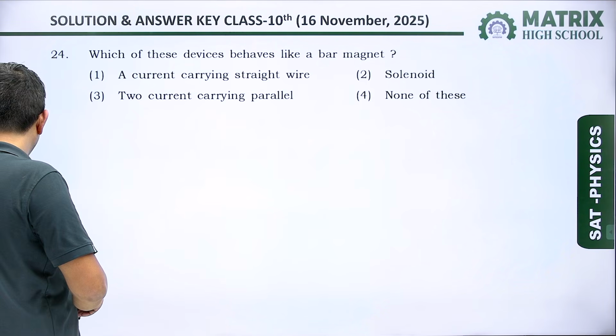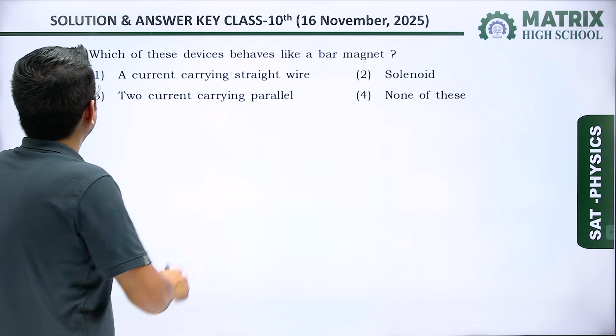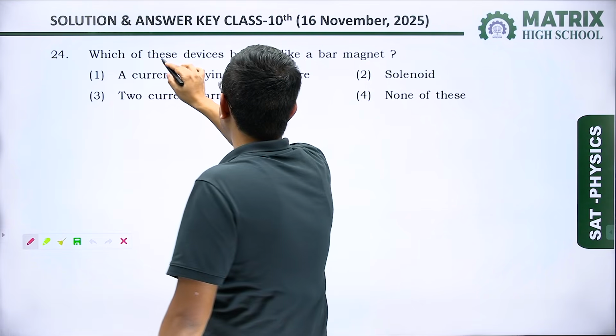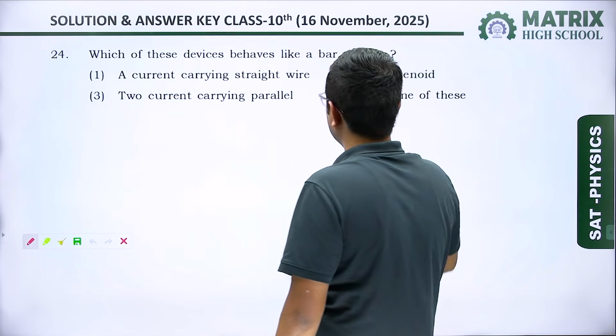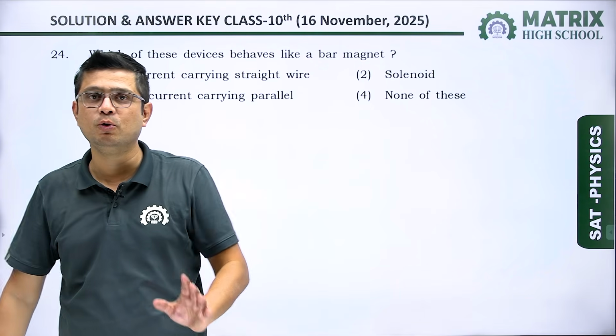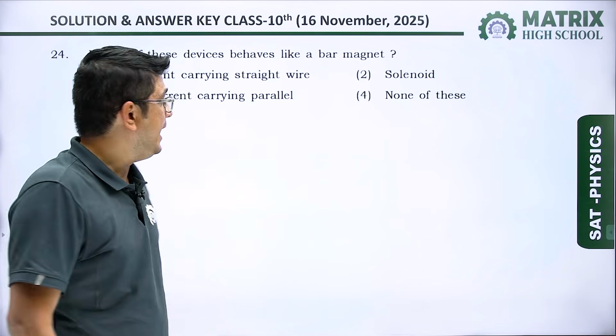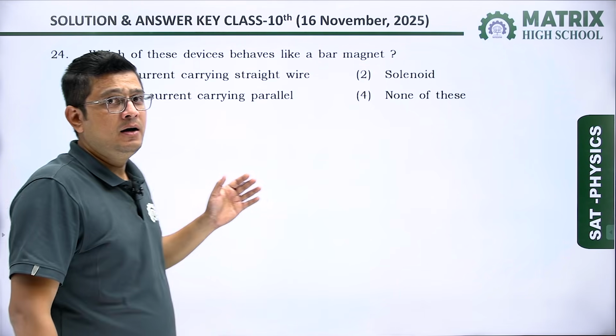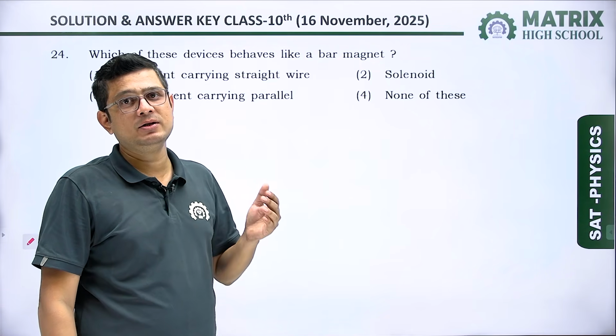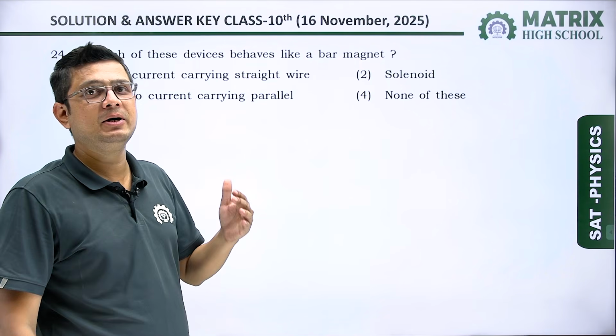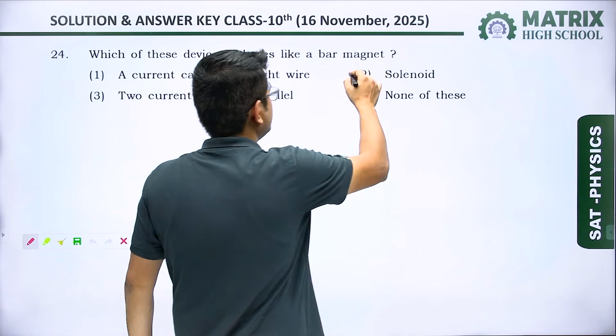Question number 24. Which of these devices behave as a bar magnet? So we know that a bar magnet has two poles, north pole and south pole, and a current carrying solenoid behaves as a bar magnet because one face becomes the north pole and the other becomes the south pole. So our correct answer is option 2.